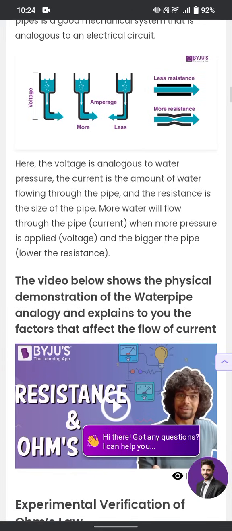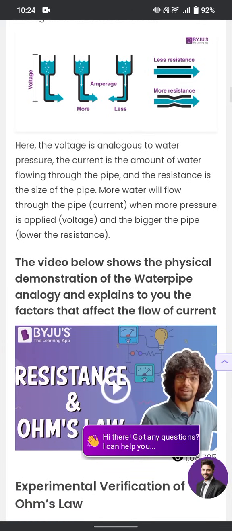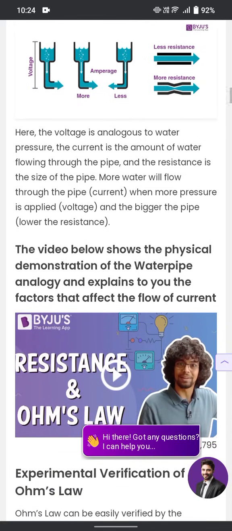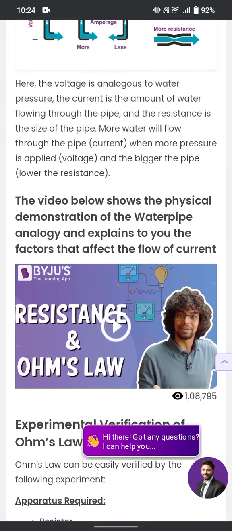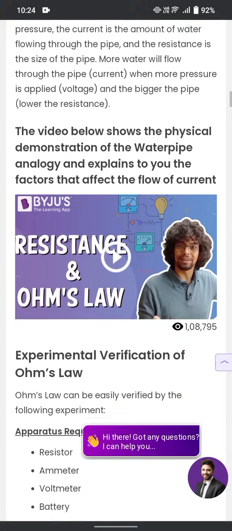More water will flow through the pipe (current) when more pressure (voltage) is applied. The bigger the pipe, the lower the resistance.